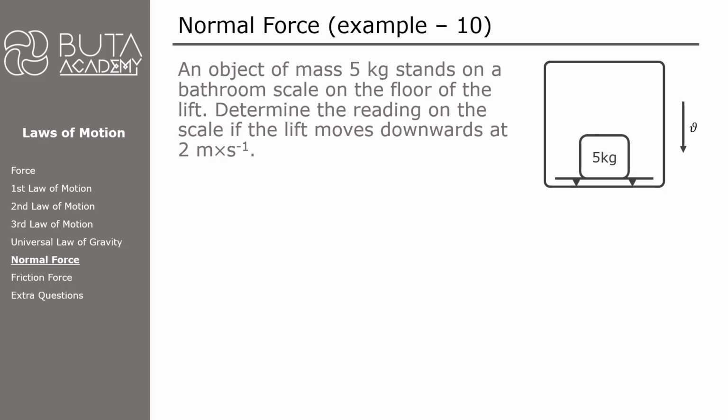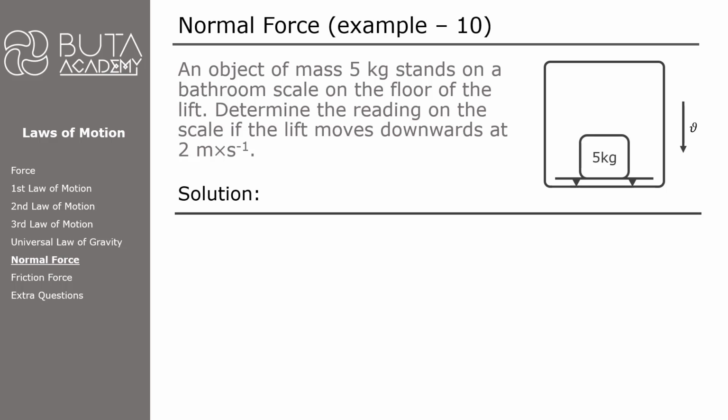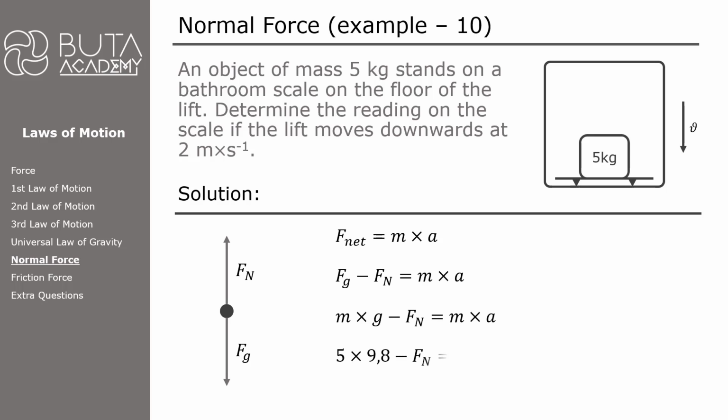If we follow all the steps again, draw a free body diagram, then write down the formula for the second law of motion, extend the formula by determining the downwards as a positive direction, and then do substitutions. The normal force is equal to 49 newtons.